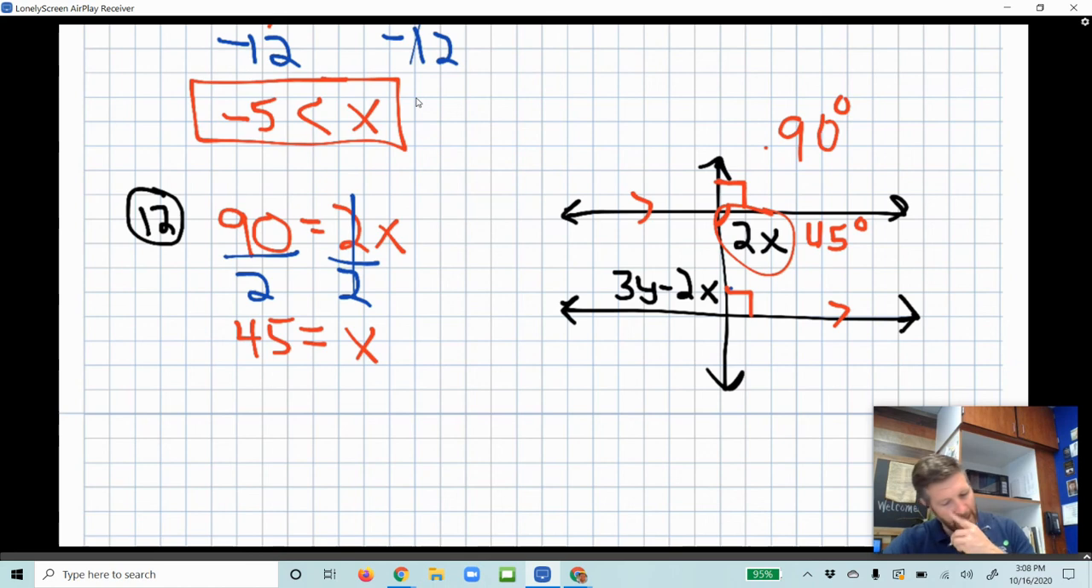And now that I know x, I can plug it in right here, and that leaves me with only one y variable to solve. Question is, do I know what 3y minus 2x equals so that I can actually write an equation? Turns out I do, because do I know what this angle is right here? Of course, they're all 90. Their lines are parallel. This is 90, so that means this is 90. That means all of these angles are 90 degrees.